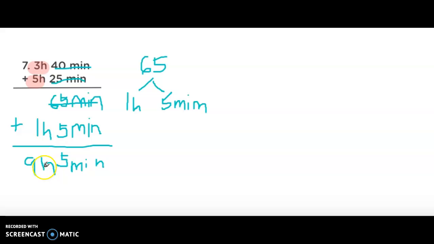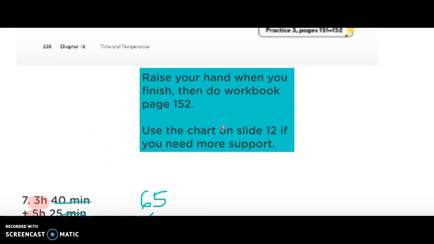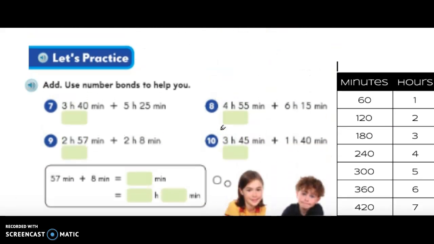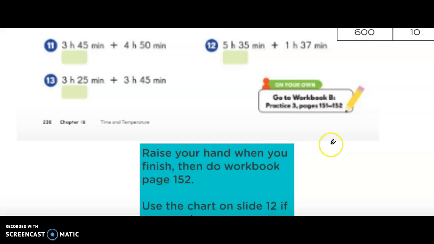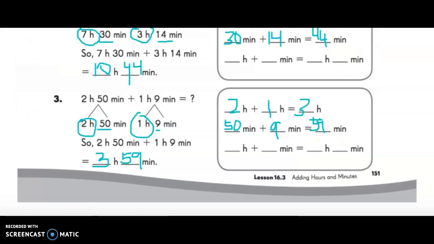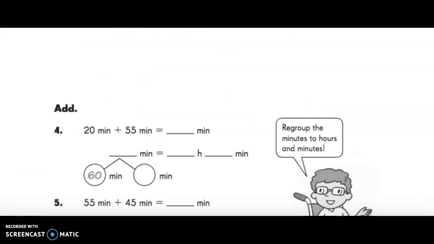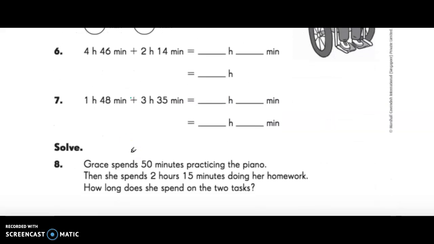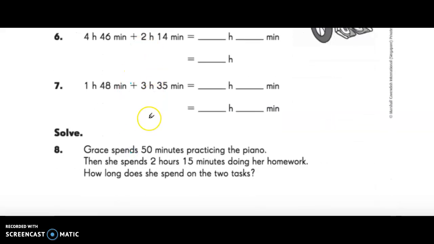So if you'd like to do your work down here, this will be on the slide for you on slide 13. Raise your hand on slide 13 once you finish, and then you are doing workbook page 152. So 152 looks like this. They give you the number bonds to help you break up those minutes once you add them, okay? And then they move away from it here.